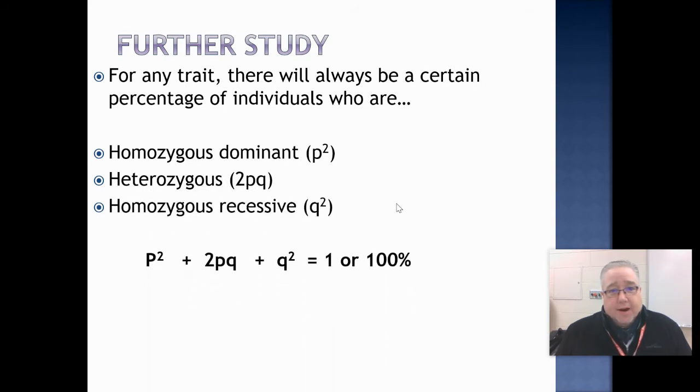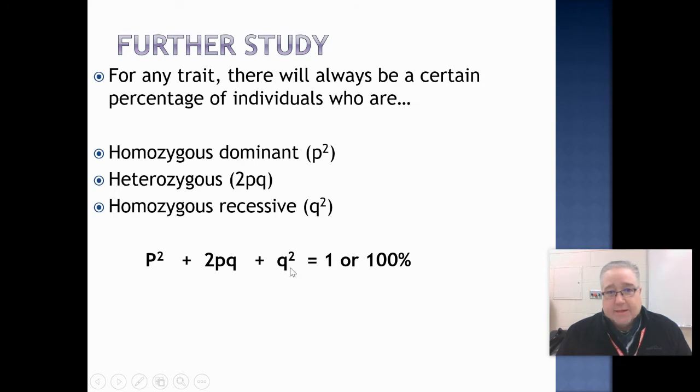Now I'm going to introduce you here to an equation at the bottom of this first slide. I need you to write that down in your notes. I need you to learn it. You need to memorize this equation. P squared plus 2PQ plus Q squared equals 1. This is known as the Hardy-Weinberg equation.